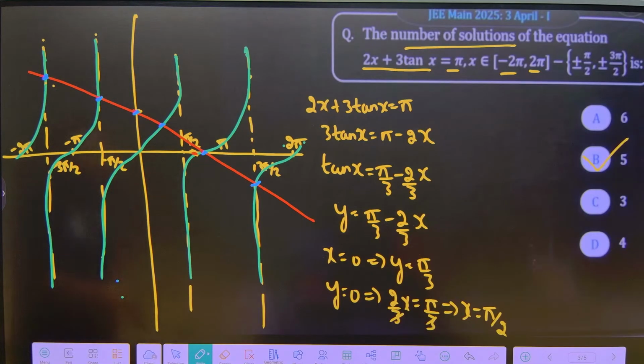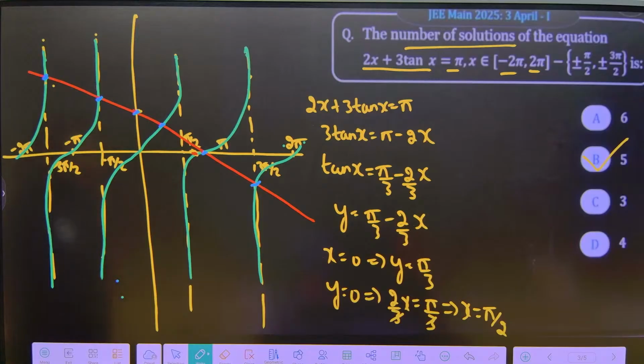First, I took in terms of tan x, we will get it as pi by 3 minus 2 by 3x. Then I take y is equal to pi by 3 minus 2 by 3x. I put x is equal to 0, I will get y is equal to pi by 3. If I put y is equal to 0, I will get x is equal to pi by 2. So then I draw the tan curve, and I will plot 2 points when x is equal to pi by 2 and y is equal to pi by 3. Then I join those points.